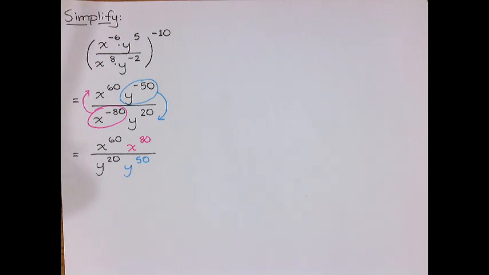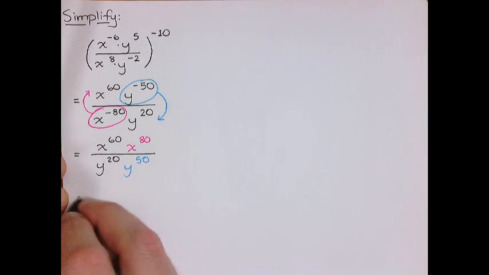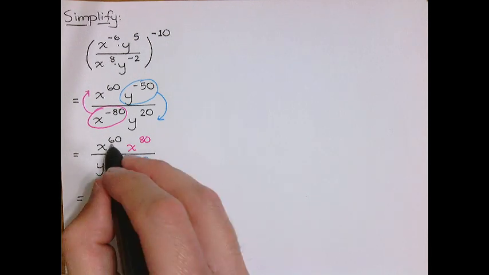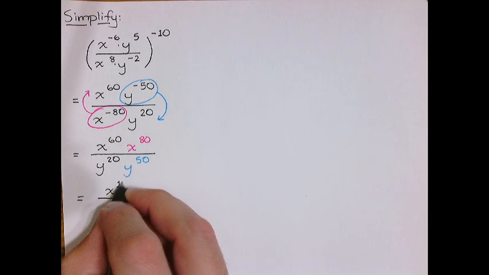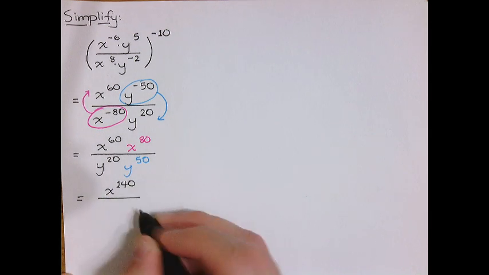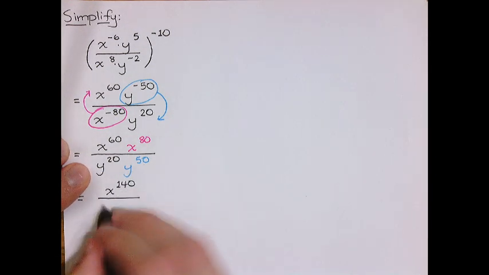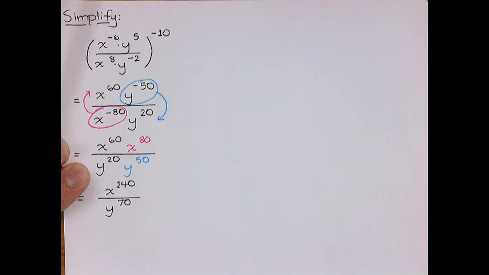it's now time for us to figure out where we have our variables. So you can see here that we have all of the x's in the numerator. So we're just going to combine those guys because they're on the same side of the fraction. You have 60 and 80. So altogether we have x to the 140th power. In the denominator you have 20 factors of y and 50 factors of y. So we get y to the 70th. And that's it. There's nothing else for us to simplify.